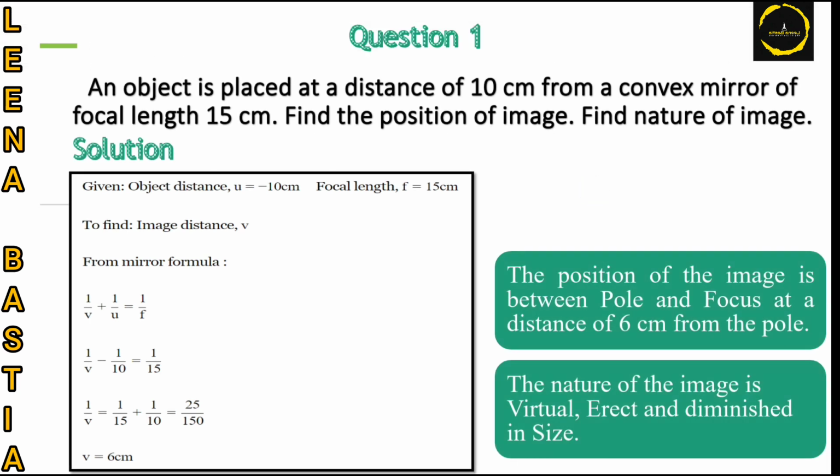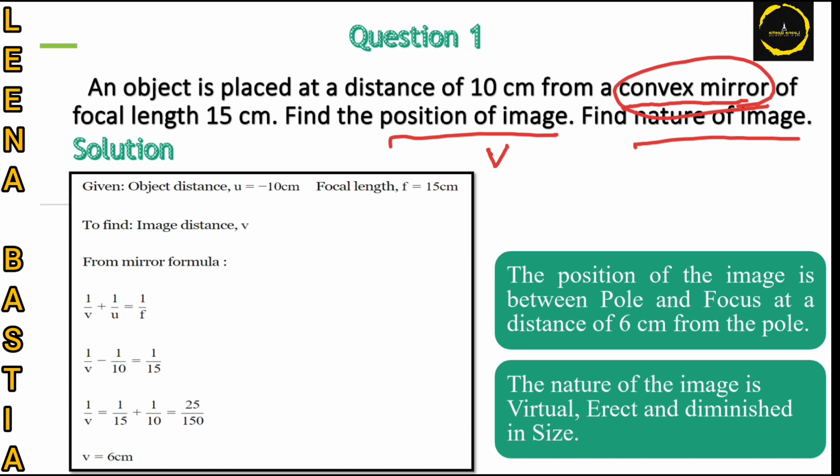The question is, an object is placed at a distance of 10 centimeter from a convex mirror. Here you have to remember this is a convex mirror and the focal length is 15 centimeter. Find the position of the image and nature of the image. Position of the image means we have to calculate V, and nature of the image, you must already know from the convex mirror. It will always be virtual and erect. But still we have to find it out, right?